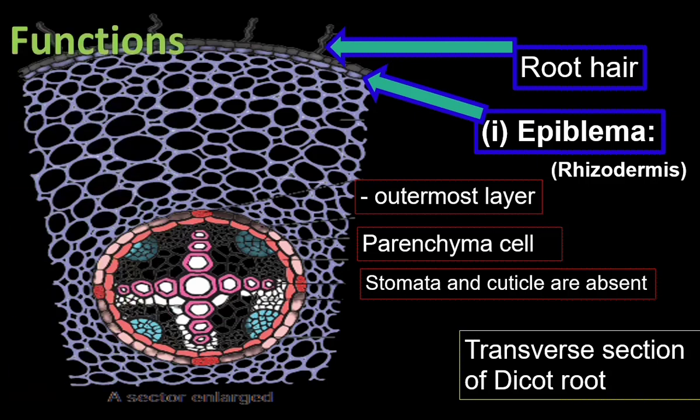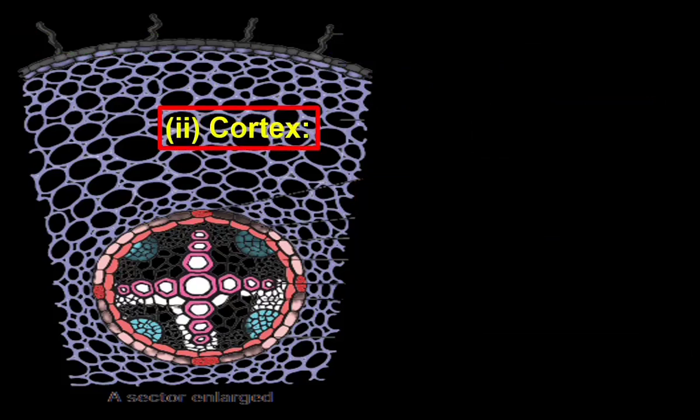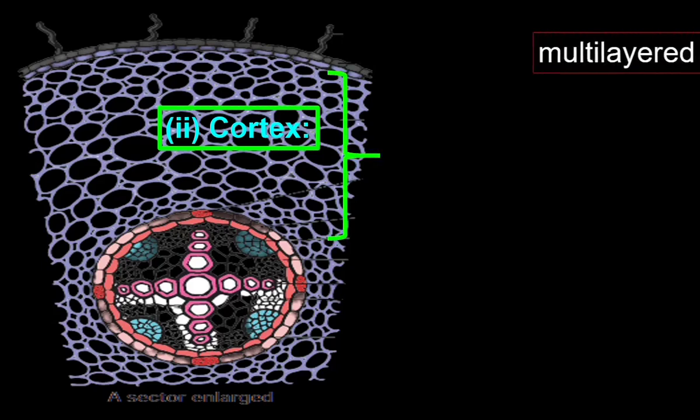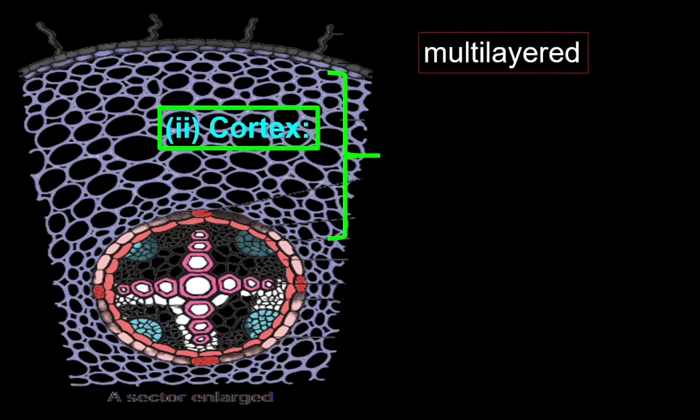Now let us see the functions of the epiplasma. Root hairs arise from the epiplasma, help in absorption of water, and the epiplasma layer protects the internal parts. Now let us move on to the cortex. Cortex is a wide area. It is made up of parenchyma cells and it is multi-layered. The cortex is made up of many layers of parenchyma cells.